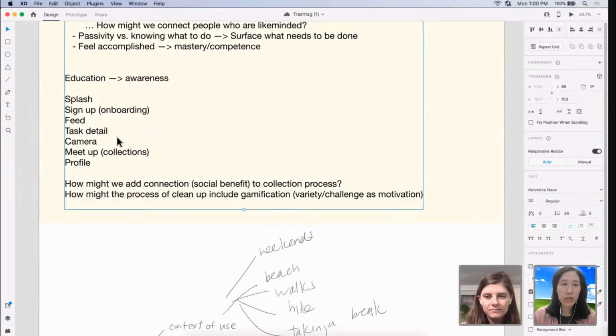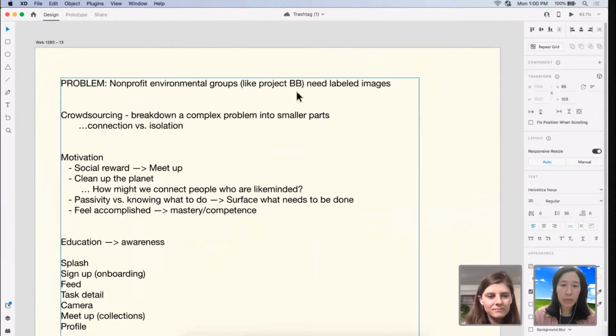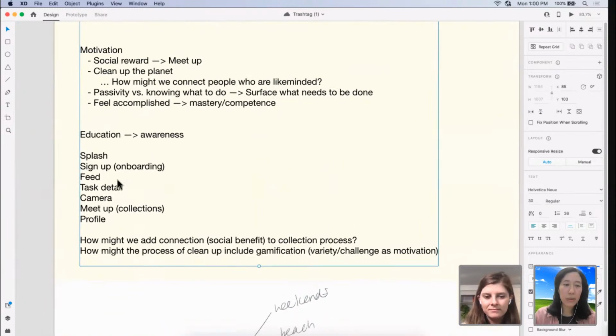And because we know the nonprofit group that we're keeping in mind, Project BB, is looking for labeled images, maybe there's some way you can open your camera and take a photo of the piece of litter. Maybe you can put a bounding box over it, if we want to get that complex. And then things like meetups. Meetup.com, for example, comes to mind for people coming together around a shared interest, so maybe we can incorporate that into the app. And then we talked about the motivation of seeing your own progress. If your profile is on there, then you have some way to track how you're doing over time.